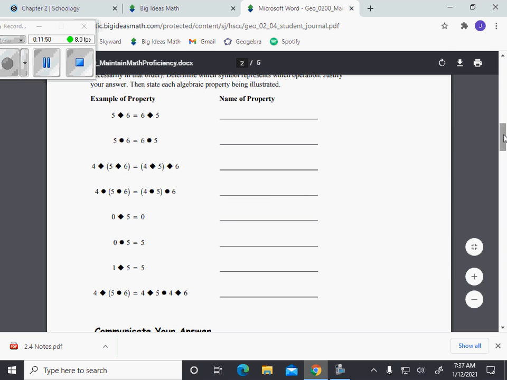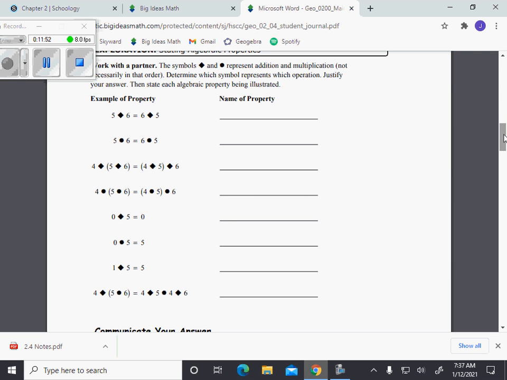Hey, no, it's the same thing, just with multiply and divide. Up here, the symbols, the diamond and circle, represent addition and multiplication, not necessarily in that order. We're going to determine which symbol represents which operation, and then justify your answer.